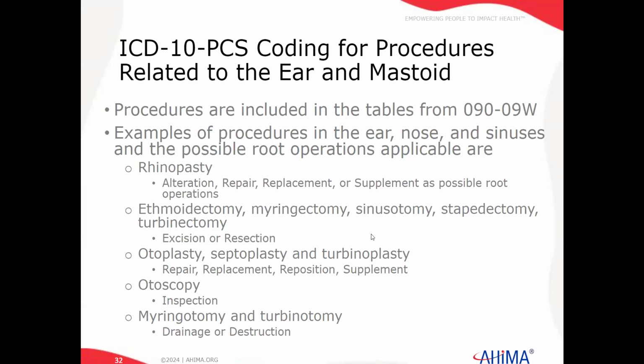Procedures that are in these tables from 090 through 09W include such things as rhinoplasty, which is a repair, alteration, supplement of a nose, ethmoidectomy, myringectomy, sinusotomy, staphylectomy, septoplasty, and others. It's helpful to know exactly what these terms mean. If you're not clear on them, you can always use a medical dictionary to help you out.